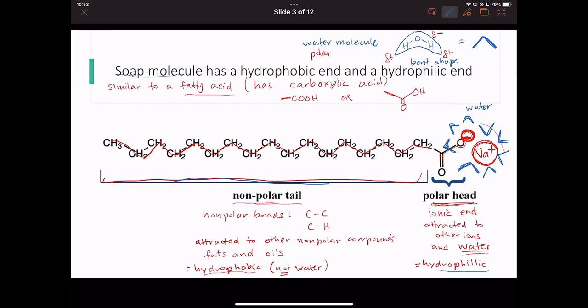Okay, so you've got, let's see, I think this should get you through everything on page 3 here. Line angle drawings, water soluble and fat soluble portions of soap.